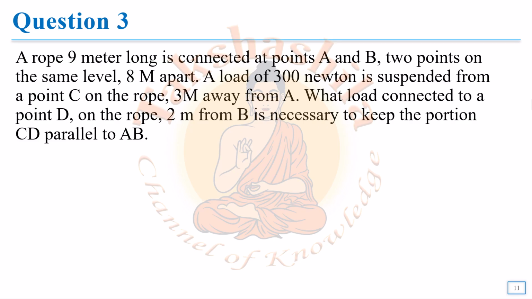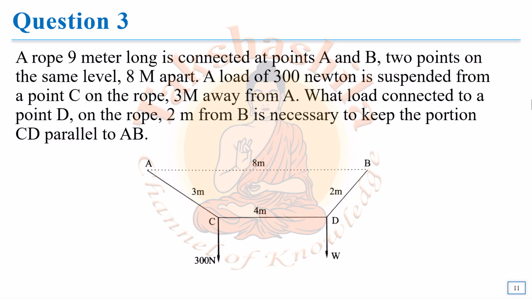So a lot of things are actually given in this question. So based on this data, let us try to draw the figure. So the figure will be somewhat like this. So what is mentioned in this question? We have a rope which is having a length of 9 meters in total. And we are taking this rope and tying it between A and B.